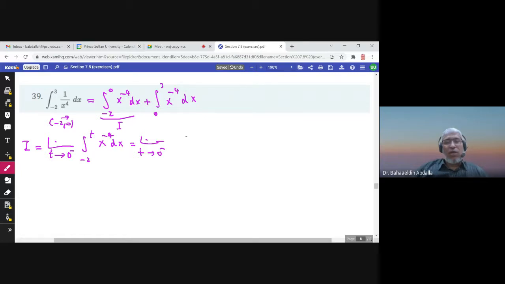And this integral is x to the power -3 over -3, but now from -2 to t, not to 0. So I will have -1 over 3t cubed, then minus, so it would be plus 1 over 3 times (-2) to the power 3, which is -8.